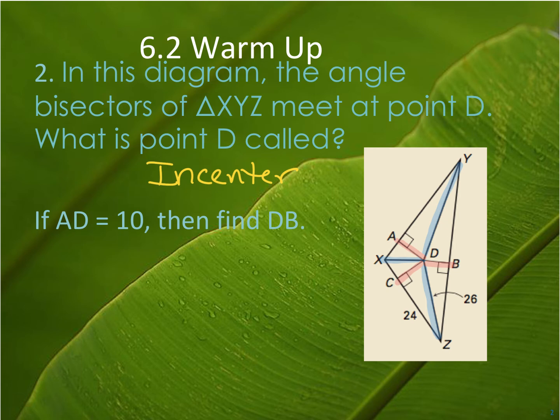be congruent segments. So in this problem, they're telling me the length of one of them, AD here, is equal to 10. So if AD equals 10, then I know DB equals 10 as well as DC. But they were only asking for DB. So the measurement of DB, because it's the equidistant segment from that incenter, has a length of 10.